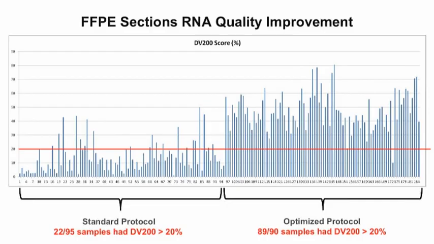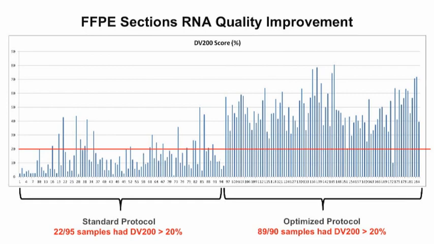So what does it look like as a punchline? The optimized protocol: here's the old way, the standard protocol. 22 out of the 95 samples had a DV200 of greater than 20%. You can see the ones that fall over this line. And in this case, this is sections, so these are the curls.